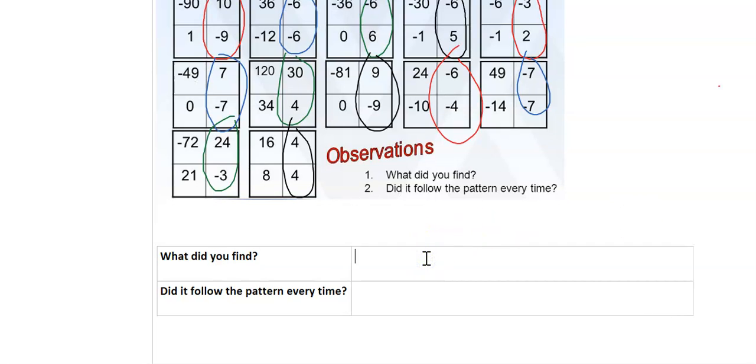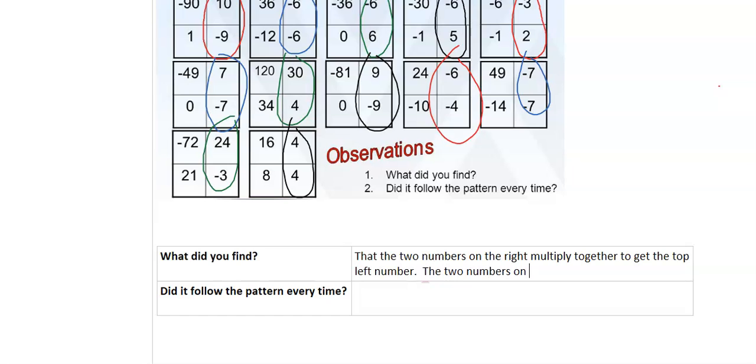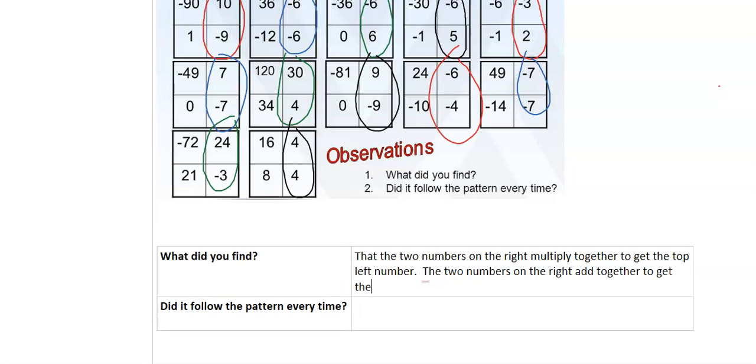So we found that the two numbers on the right multiply together to get the top left number. And the two numbers on the right add together to get the bottom left number. And as we just went through all of them, yes, this is the pattern every time.